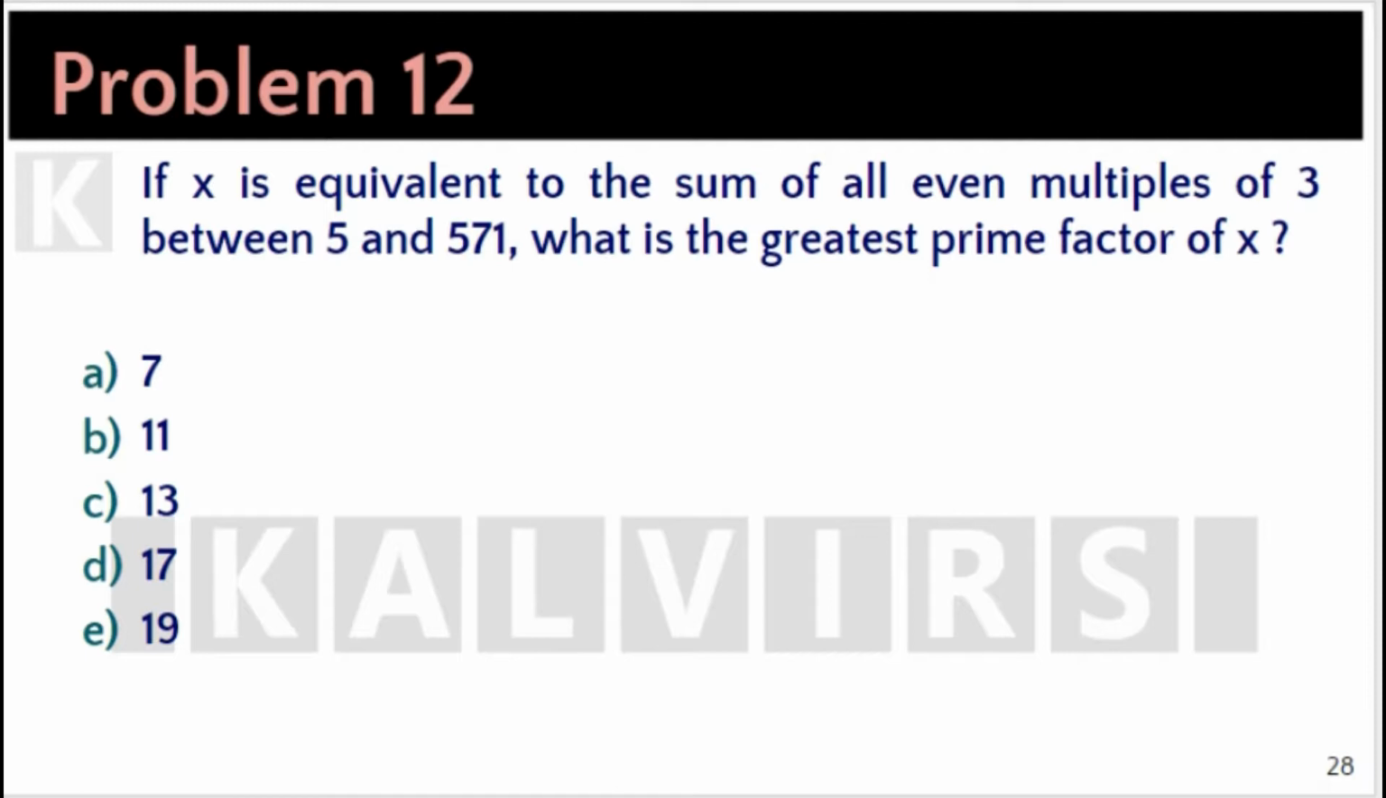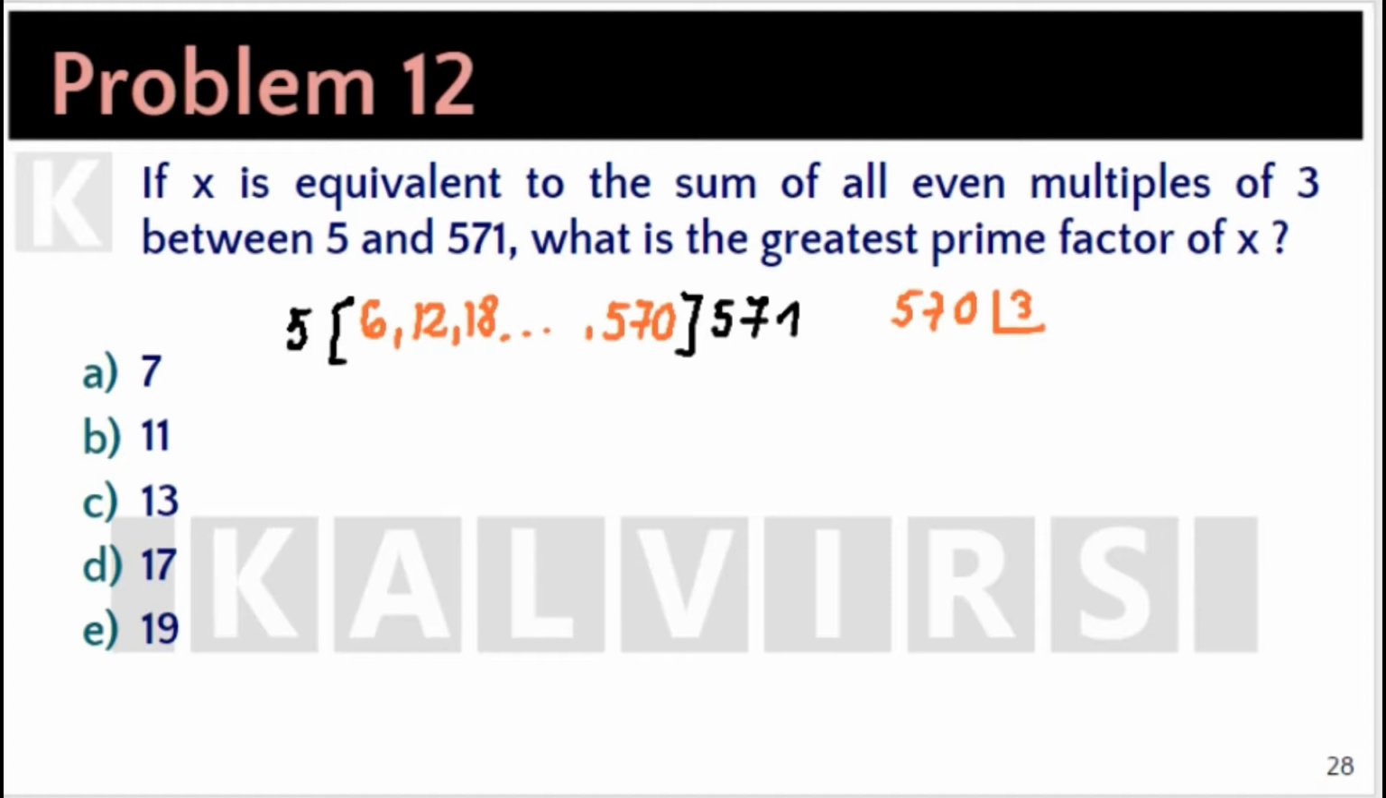So, the even multiples of 3 between these two numbers. The first one is 6, then 12, then 18, etc. And the last one must be 570, since this is divisible by 3: 1, 2, 9, and 0. Now, x is the sum of all these numbers.